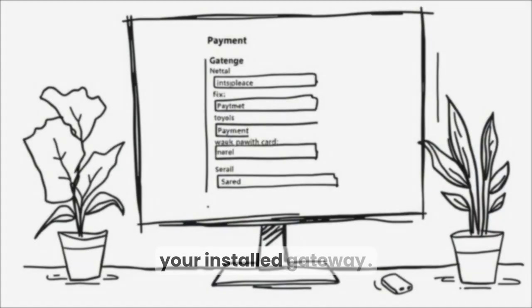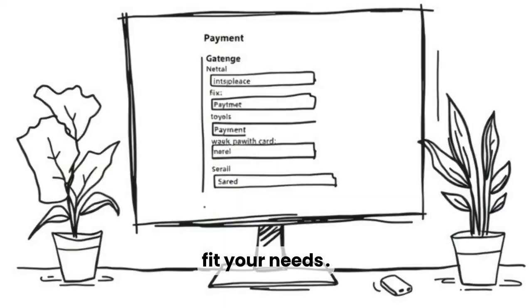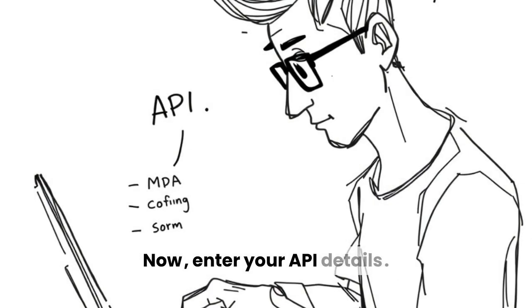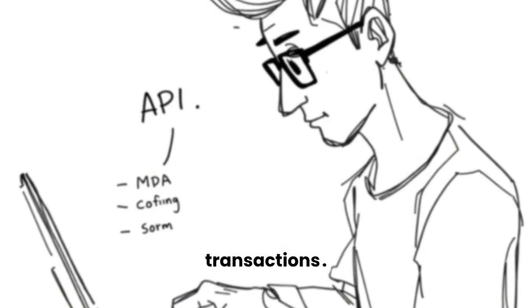Head to the settings of your installed gateway. Customize your payment methods to fit your needs. Now, enter your API details. Ensure they're accurate for secure transactions.